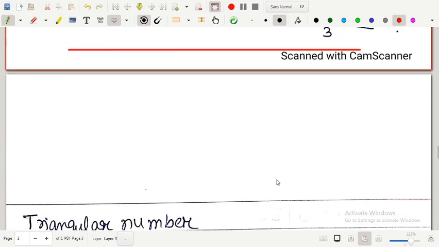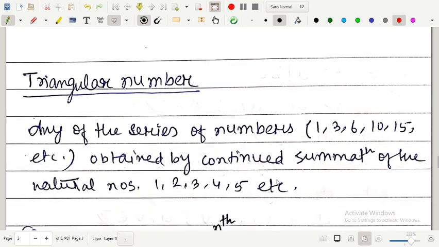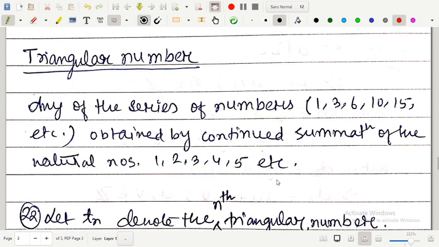Now let's move toward the next topic, which is called triangular number. Okay, triangular number. See, let's see what it means. Read the definition carefully. Any of the series of numbers 1, 3, 6, 10, 15, etc., obtained by continued summation of the natural numbers 1, 2, 3, 4, 5, etc. These are called triangular numbers.